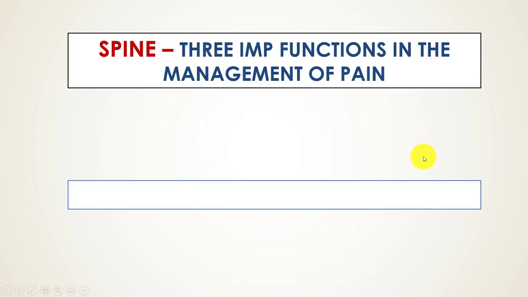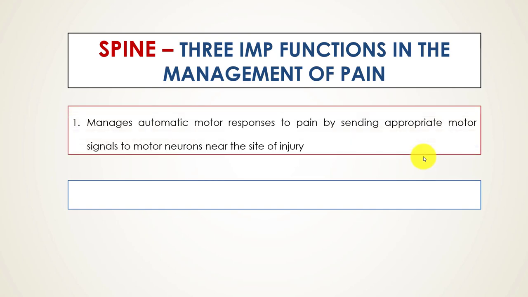The spine has three important jobs in managing the pain signal. First, it manages your automatic motor responses to pain by sending the appropriate signal to the motor neurons near the site of injury. Like when you touch a hot stove, the spine tells you to pull your hand away. When you get bitten by a mosquito, the spine makes you swat at it. Or, as in our example, when you bang your leg on the coffee table, the spine makes you halt in your tracks, right? This is the first thing.